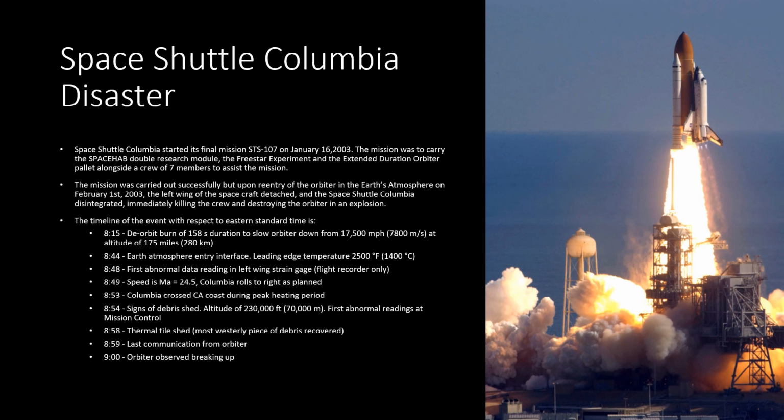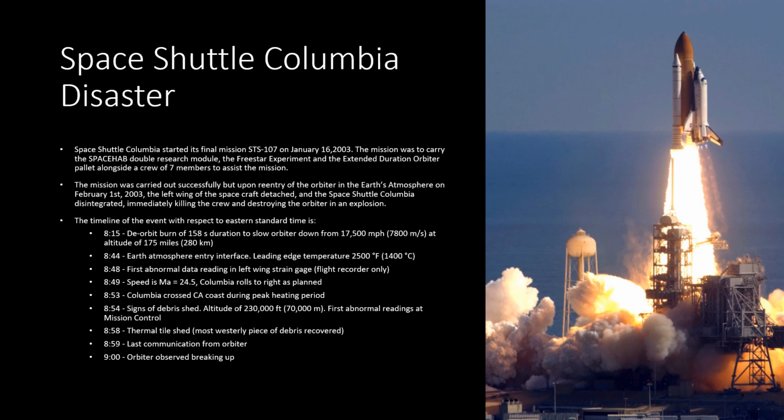The timeline of the event with respect to Eastern Standard Time is as follows. 8:15: deorbit burn of 158 seconds duration to slow down the orbiter from 17,500 miles per hour at an altitude of 175 miles. 8:44: Earth's atmosphere entry interface, leading edge temperature is 2500 degrees Fahrenheit. 8:48: The first abnormal data reading in the left wing strain gauge. 8:49: The speed is Mach 24.5. Columbia rolls to the right as planned.